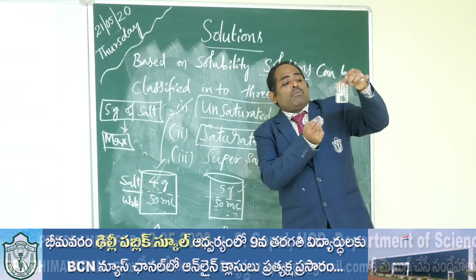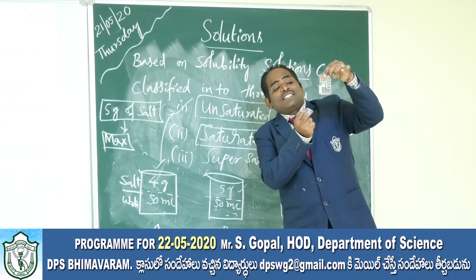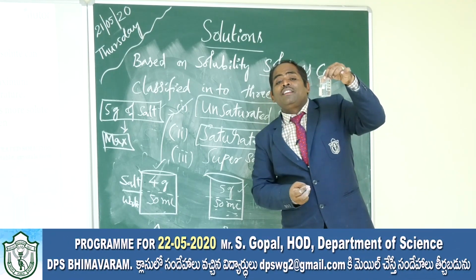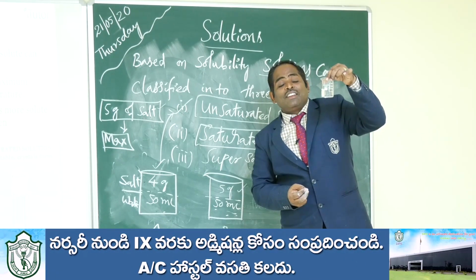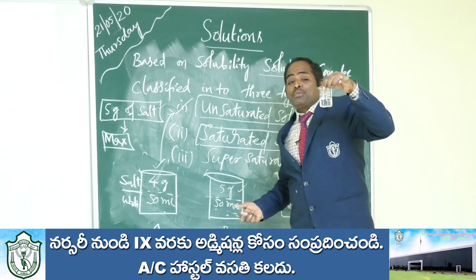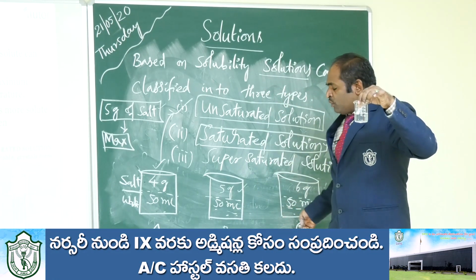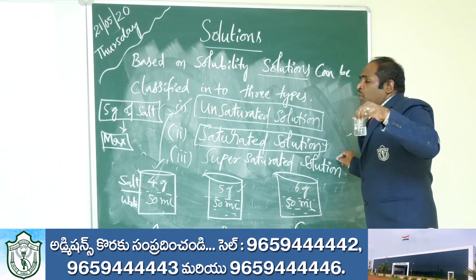After some time, slowly, whatever the 1 gram of salt is there, that salt slowly will come down. Again, it will settle down. So you will get the crystals. You will get the crystals in the supersaturated solution. Okay, clear? So here, what happened?